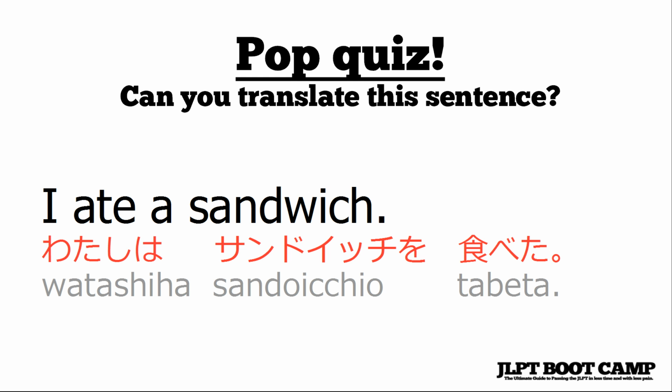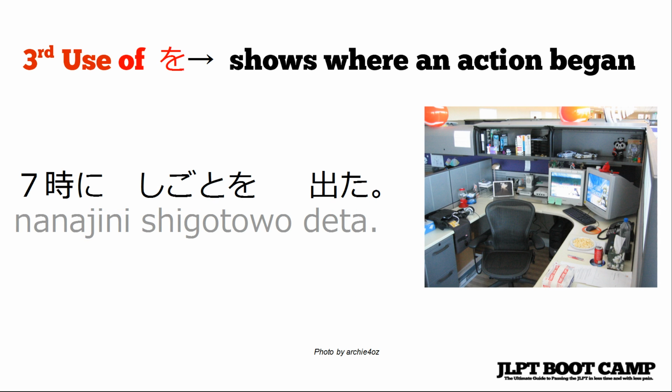So, the third use of the O particle, and this is where we're starting to talk about space and time, is that it shows where an action began. So, for example, 7時に仕事を出た. So, at 7 o'clock, I left work. I went home. This O, in this sense, is emphasizing the point. So you can think of it as I exited work.